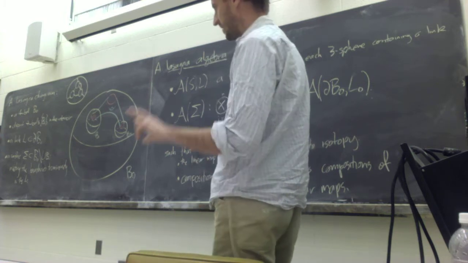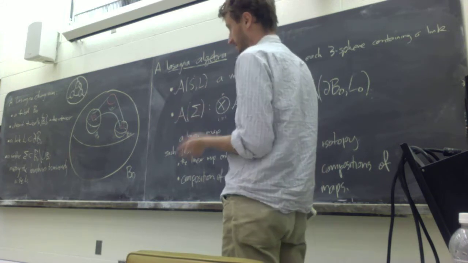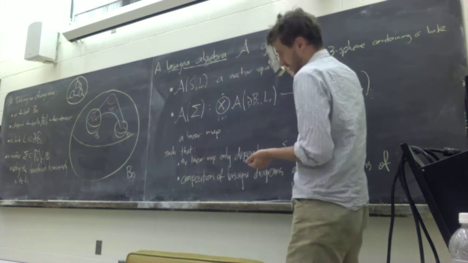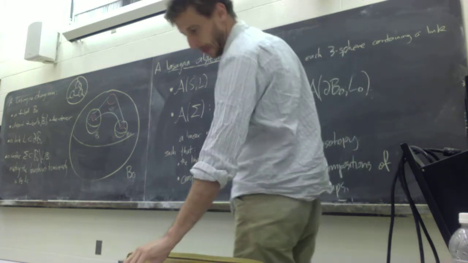I now need to show you two different things. First, what on earth one can do with a lasagna algebra to build invariants and four-manifold invariants, and then how to construct the lasagna algebra, how to construct the data, starting from Khovanov homology.